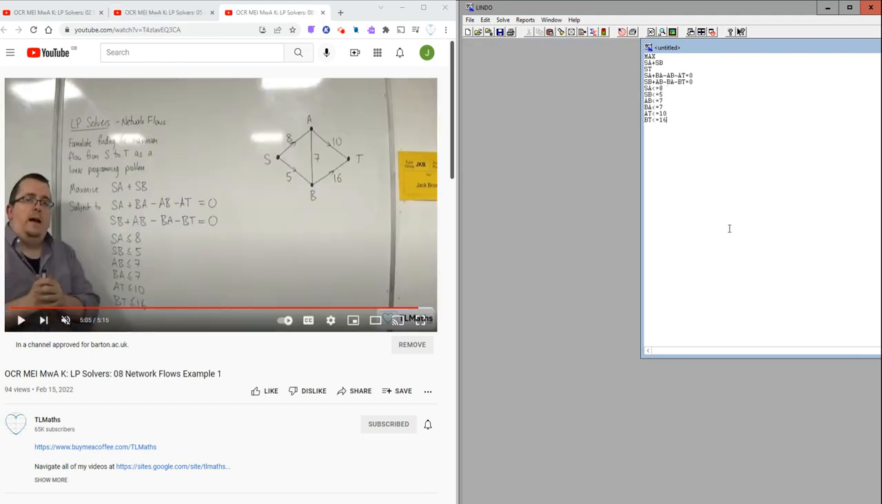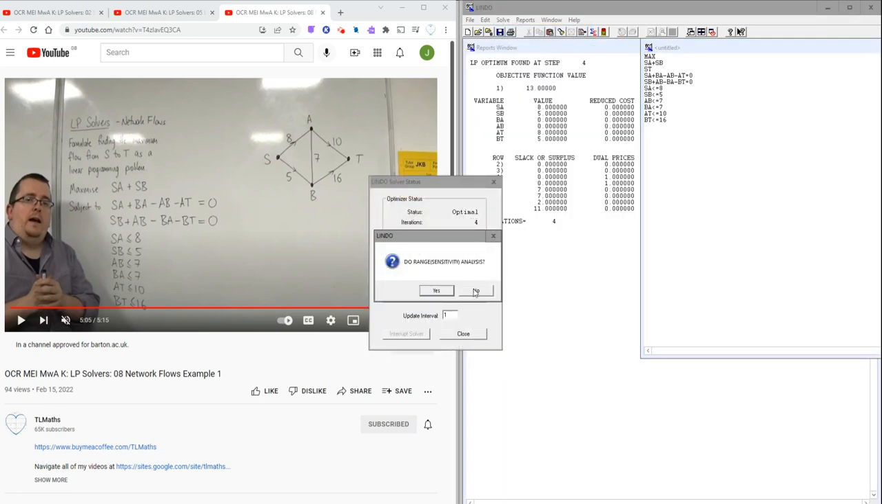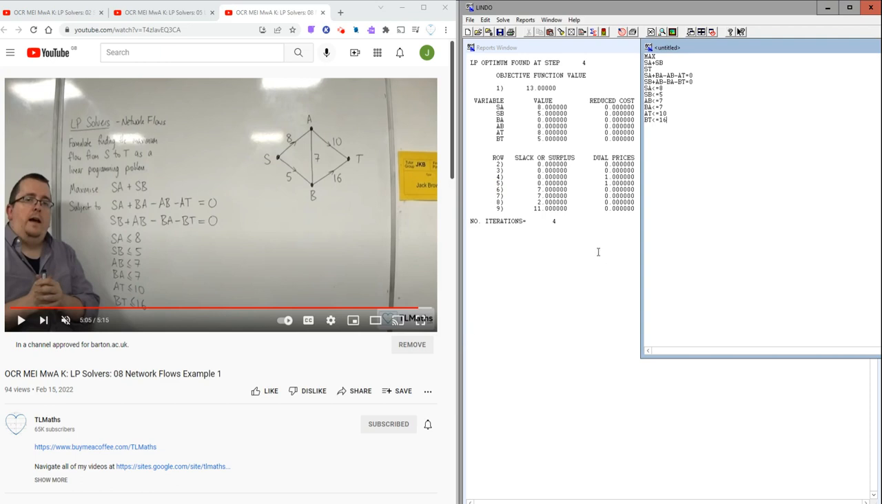So this was the first example of finding the maximum flow from S to T. So this is a network flows problem, and I've typed in my linear programming problem. So maximize SA plus SB subject to, and here are the constraints as we had. So let's go up to solve. You might also be interested in, sometimes you see these iterations. So that's how many iterations of the simplex algorithm it's gone through. So what do we have here? Well, the objective function value is 13. So that's telling me that the maximum flow through the network is 13.